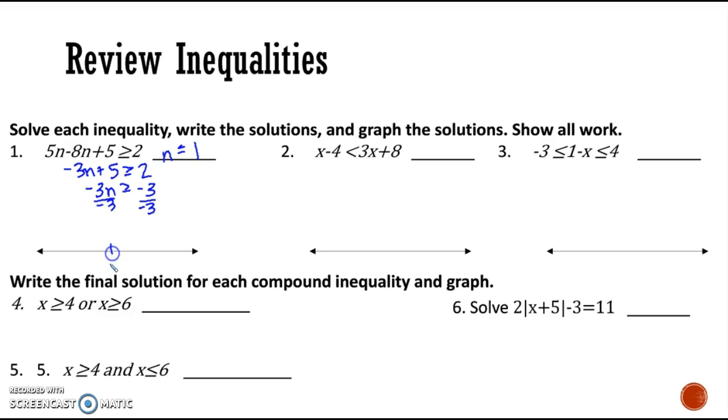To graph it on a number line, I'll go to 1, and for this one, put a closed circle because it is an or equal to, and I want all the n's that are less than 1, so I'm going to shade to the left.